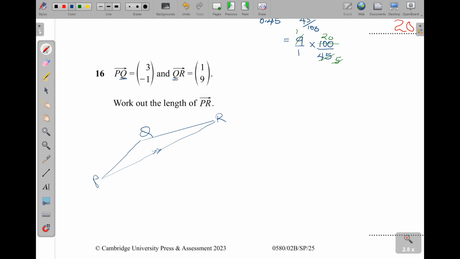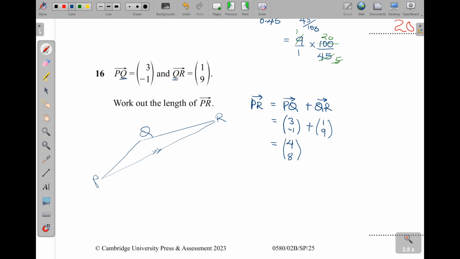So that means we are going to have our PR, which is equal to PQ plus QR. Our PQ is (3, -1) and our QR is (1, 9). When we add the corresponding entries, this one will be 4, and then 9 plus negative 1, that is 8. That is what we get there.